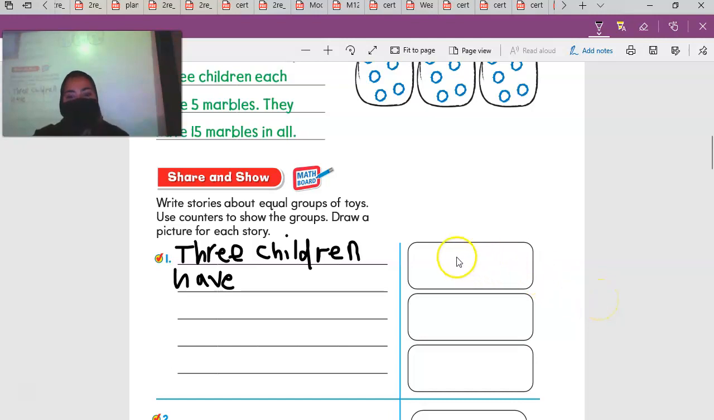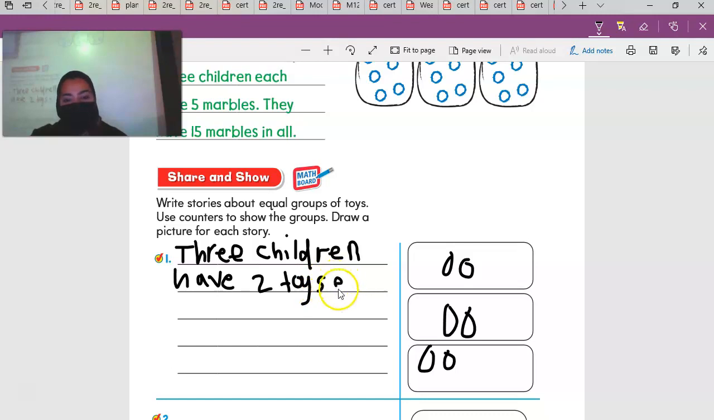Let's try 2. So 1, 2. 1, 2. 1, 2. So 3 children have how many toys? 2 toys each. Okay. 3 children have 2 toys each. Now I have to write what the answer is. They have how many toys in all? They have 6. Good. They have 6 toys in all.